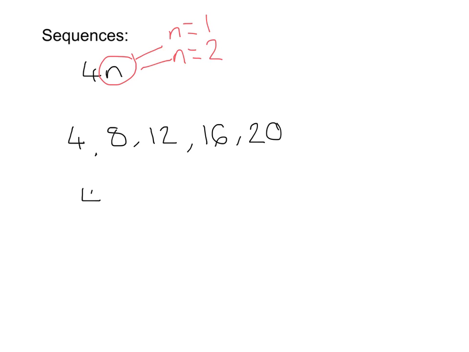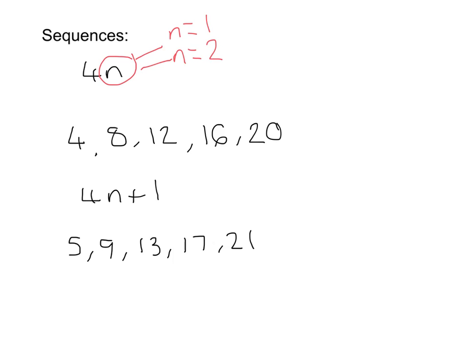What about 4n plus 1 then? Well, again, n is the term of the sequence. The first term is when n equals 1. 4 times 1 is 4, plus 1 is 5. The second one would be 4 times 2 plus 1, which is 9. The third one would be 4 times 3, which is 12, plus 1, which is 13. Then it would be 17, and then it would be 21.